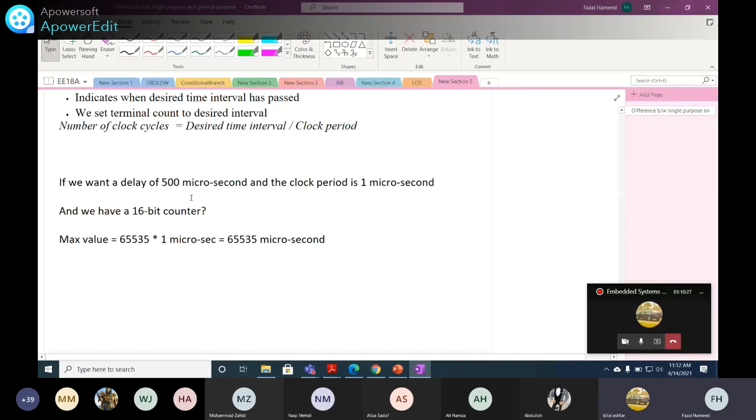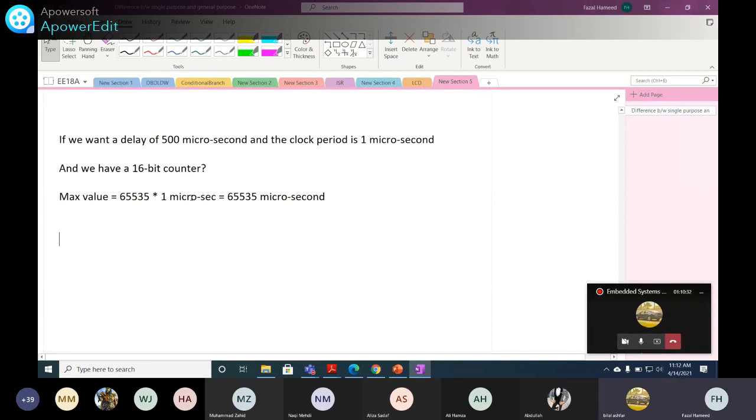Sir, we will reduce the counting. Counting of 500. There are two methods. The first method. So now we want a delay of 500 microseconds. If we initialize the counter with 65,535 minus 500, what's the value? 65,035. Am I right or not?